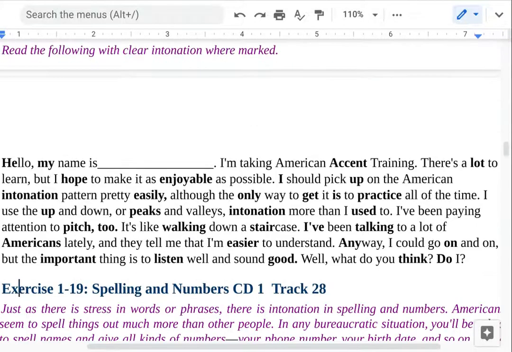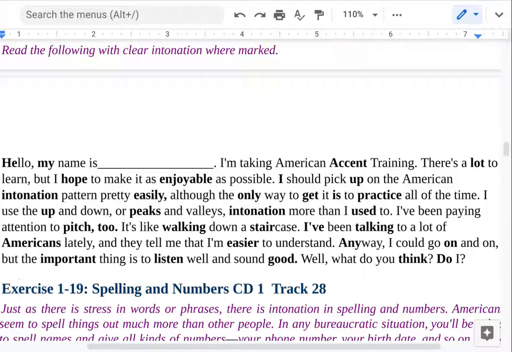There's a lot to learn, but I hope to make it as enjoyable as possible. I should pick up on the American intonation pattern pretty easily, although the only way to get it is to practice all of the time. I use the up and down or peaks and valleys intonation more than I used to. I've been paying attention to pitch, too. It's like walking down a staircase.